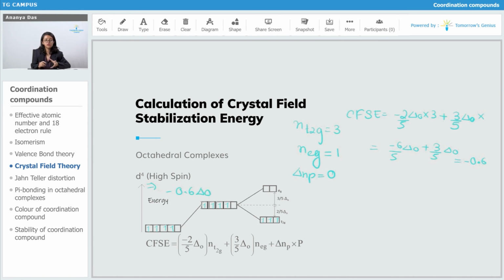In this case, one of the questions that could be asked is why 2/5 delta O is written with minus and 3/5 delta O is written with plus. It's a simple answer. 2/5 delta O is in minus and 3/5 is in plus because the T2g orbitals are getting lowered in energy, that is why we write minus 2/5. The Eg orbitals are getting increased in energy, so it is plus 3/5. So this is the d4 high spin, which is minus 0.6 delta O.